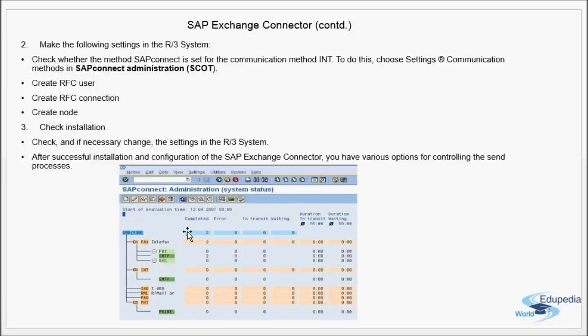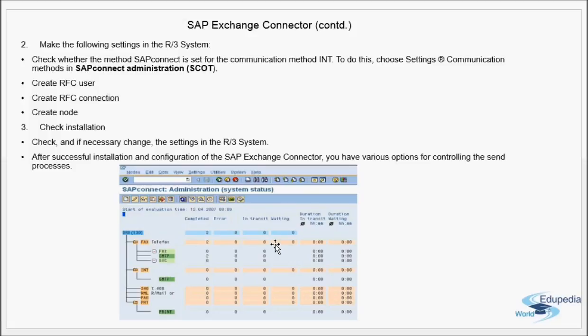So the SCOT gives an immediate snapshot of how many entries are in error, in waiting, and in transit status. Okay, so here we have the different nodes, the fax, the internet, etc. The purpose of running the SCOT transaction is to monitor the documents which are flowing out from the SAP system. If we have too many in error or in waiting, then we need to analyze where the problem is.